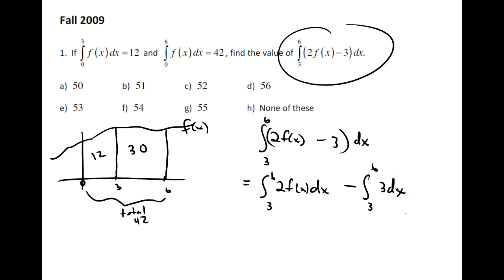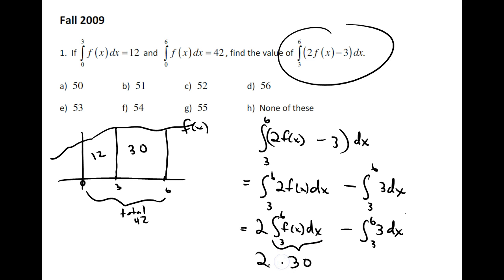The second thing is that, well, if you have a constant in there with the function, you can pull that constant out. So 2 times the area from 3 to 6 on f of x minus the area from 3 to 6 on 3. And we've already said that the area from 3 to 6 is 30. So we need to double that. And from that we need to take away this simple integral.